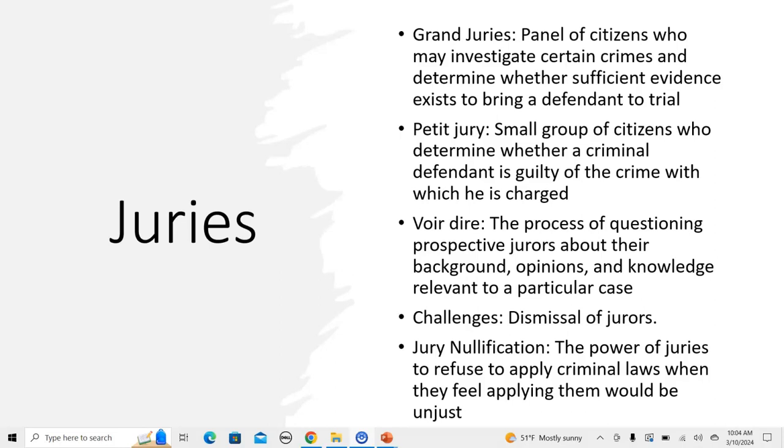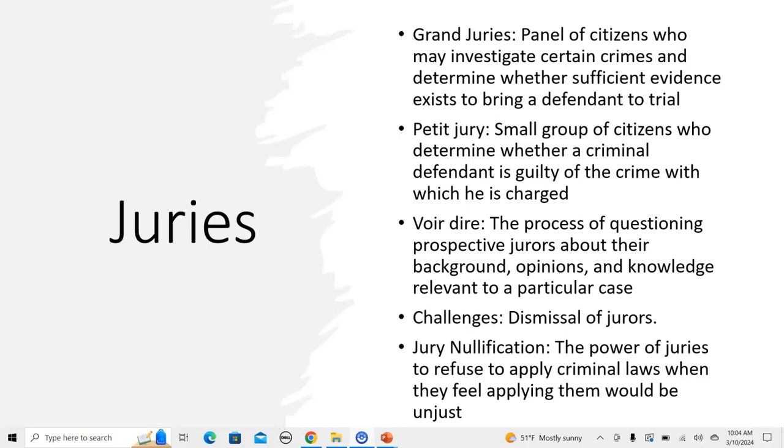A grand jury is a panel of citizens who work together for a decent period of time, 18 months, 2 years. It depends on the jurisdiction, but they may investigate certain crimes and determine if sufficient evidence exists to bring a defendant to trial.